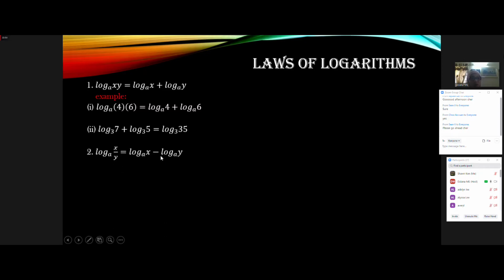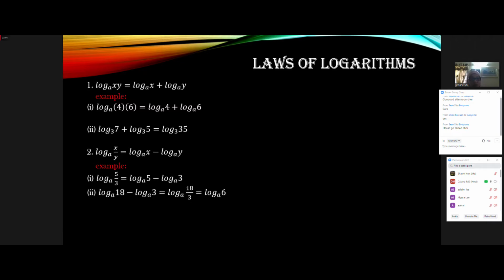Second law, log a of x over y, when you divide here, is actually minus: log a x minus log a y. So if I have log a of 5 over 3, open up, become log a 5 minus log a 3. Or if I have log a 18 minus log a 3, it is actually equal to log a of something. Because this is minus, I can just divide the numbers, 18 divided by 3. So I simplify, become log a 6. This is how you apply the law of logarithm in different types of question.